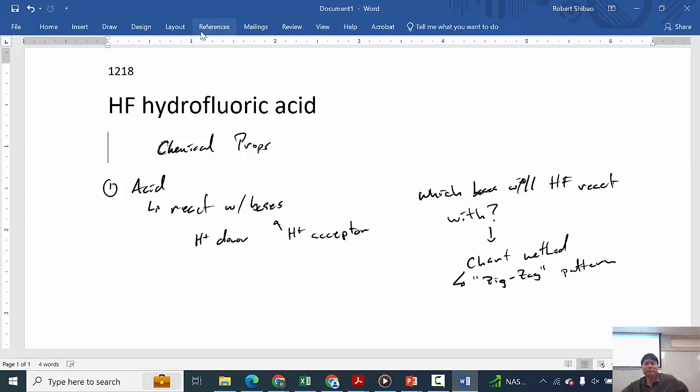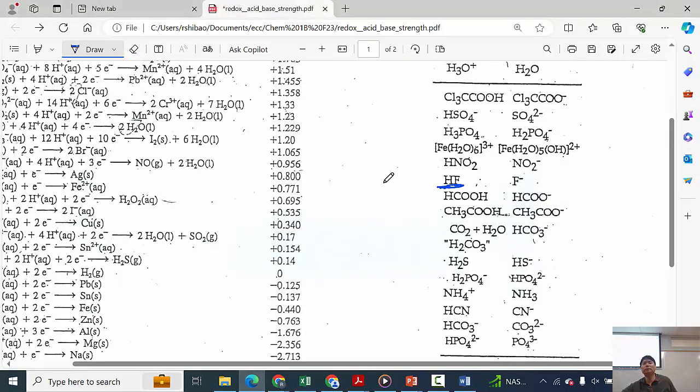And so if I go back to the acid-base chart and I think HF, what bases will it react with? Over on the left side here we have our acids. Over on the right side here we have our bases. This is on Canvas. This is also in your manual, but it's a more descriptive chart.